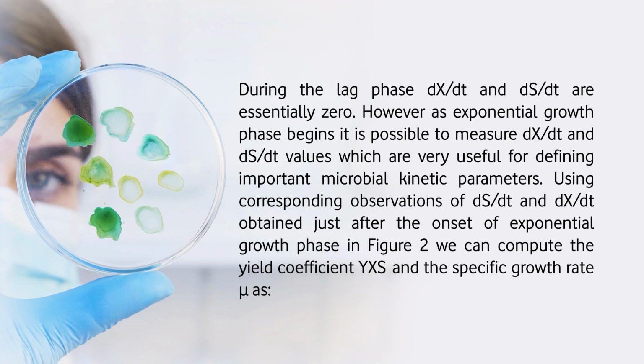In a similar way, when you are putting microorganisms of known amount capital X in the batch culture, the food will get finished, so there would be a decrease in the substrate concentration with time, and it would be minus dS by dt because the substrate is reducing, and there would be an increase in the biomass, that means plus dX by dt. So during the lag phase, dX by dt and dS by dt are essentially zero.